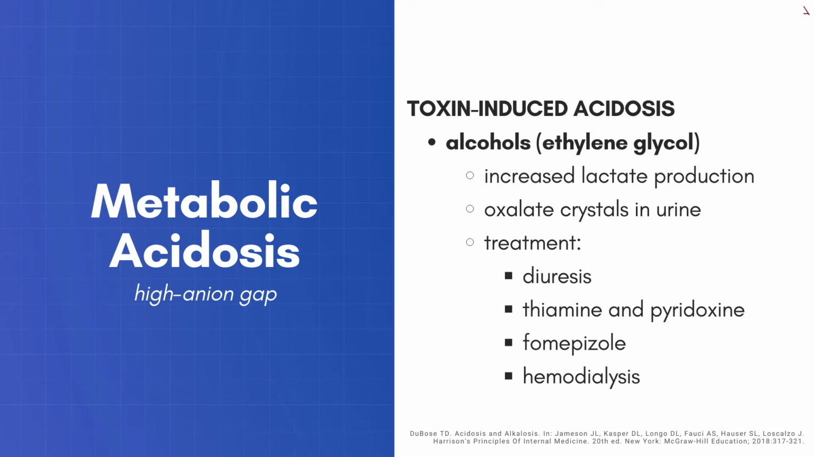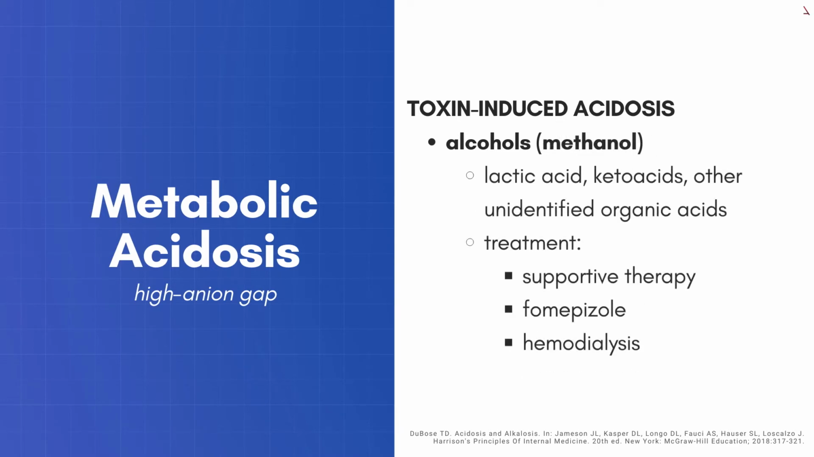The treatment for this are saline or osmotic diuresis, thiamine and pyridoxine supplements, fomepizole, and hemodialysis is considered when the arterial pH is less than 7.3 or the osmolar gap exceeds 20 milliosmoles per kilogram.